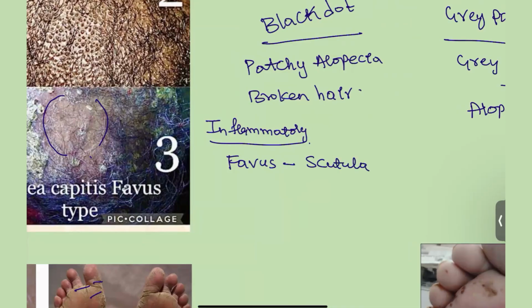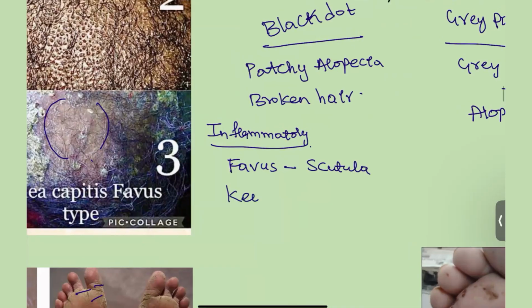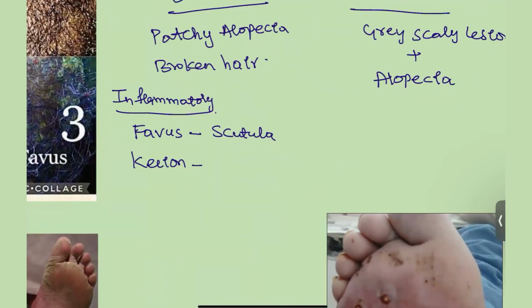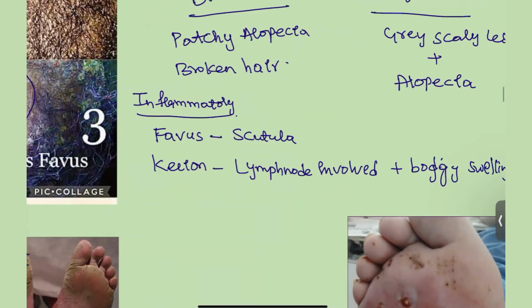Which is known as a scutula. Next, kerion. In the kerion, what happens? These patients will have lymph node involvement. Lymph nodes are involved along with boggy swelling. Okay, boggy swelling is present in this patient.